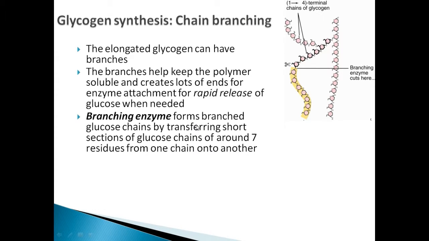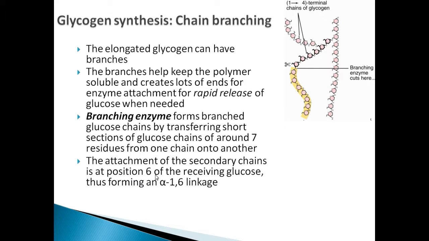So the branching enzyme forms branched glucose chains by transferring short sections of glucose of around 7 residues from one chain to another. The attachment of the secondary chain is at position 6 of the receiving glucose, and this then forms an alpha-1,6 linkage.